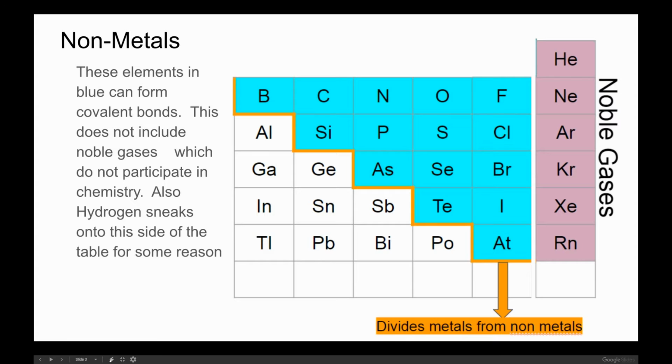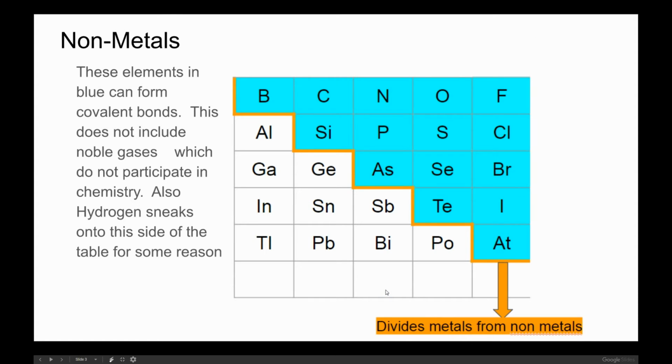Nonmetals, the ones in blue, can form covalent bonds. This does not include the noble gases, which do not participate in chemistry. Also, hydrogen sneaks onto the side of the table for some reason. It's normally hanging out with the metals, but it's definitely not a metal.